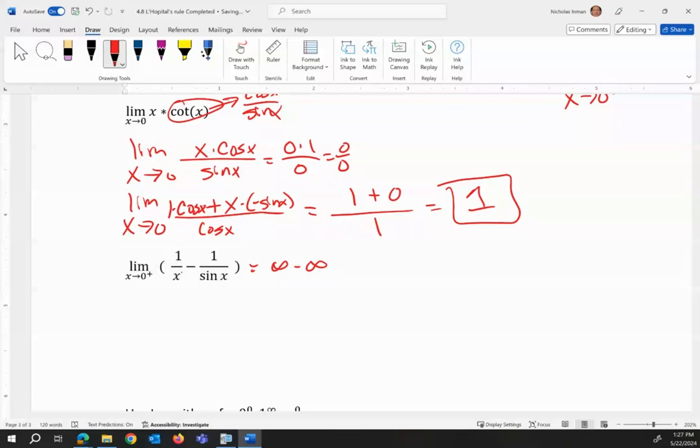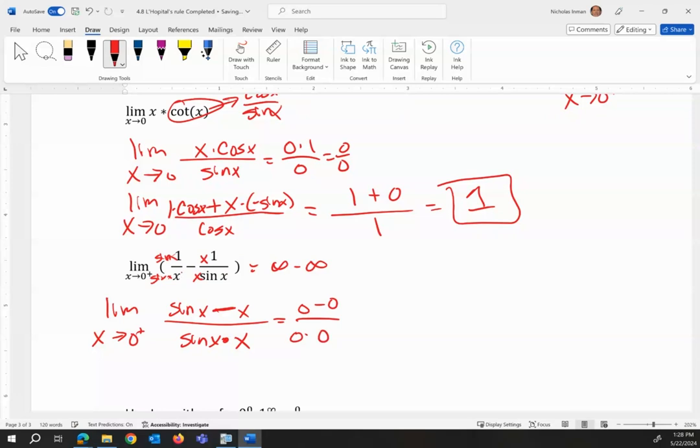So what we can do is try to just combine these. Do you remember making like terms, common denominators? All right. So now we have sine of x minus x over sine of x times x, by getting a common denominator, combining the two numerators, leaving the denominator the same. Now if we plug in 0, it would be 0 minus 0 over 0 times 0. Now I've got 0 over 0. Now we can apply L'Hopital's.